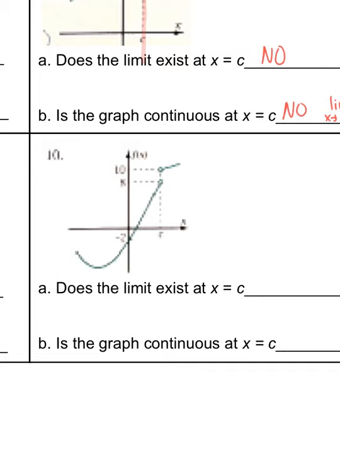Finally, number 10. Does the limit exist as x approaches c? Well, if we put in our vertical line and we trace the graph, the left is here, the right is up here. There's a step in the graph, so the limit does not exist.